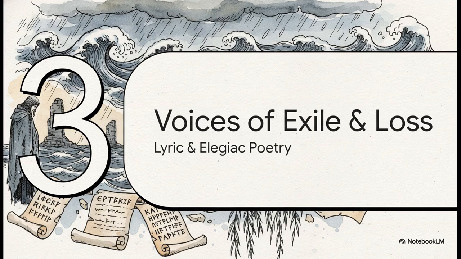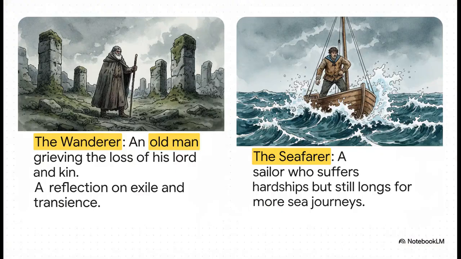Welcome to Section 3, Lyric and Elegiac Poetry. This is where we find the really personal, emotional side of Anglo-Saxon literature. Poems about being exiled, about loss, and about living in a pretty harsh and unforgiving world. Two of the most famous elegies are The Wanderer and The Seafarer, and it's easy to mix them up. So this chart makes it simple.